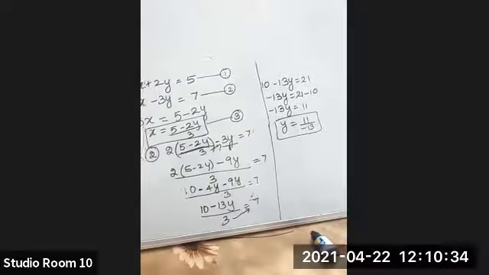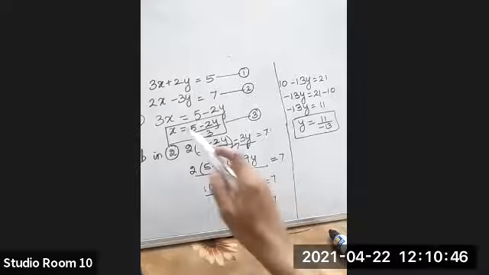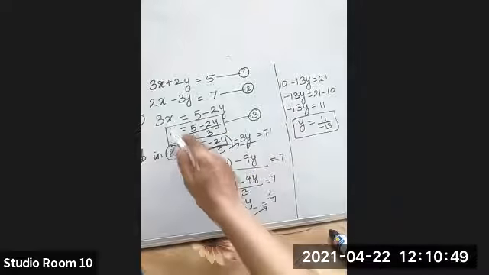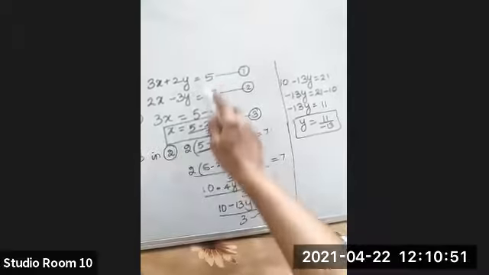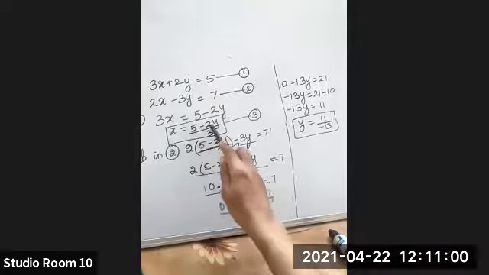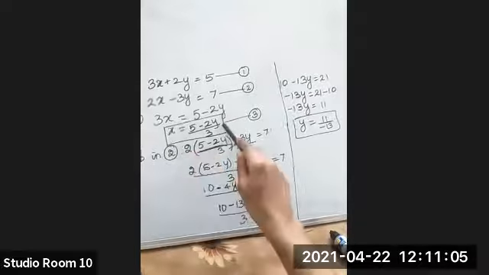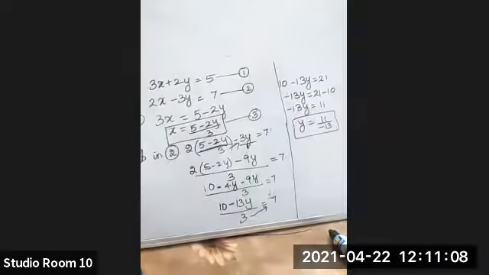Children, I'll repeat it again. Listen. From the first equation, we are finding what is x in terms of y. We have 3x plus 2y is equal to 5. From here, we are finding x. 3x is equal to 5 plus 2y. On transposing to the other side, we'll get minus 2y. Therefore, x is equal to 5 minus 2y by 3. We are finding x in terms of y from the first equation.